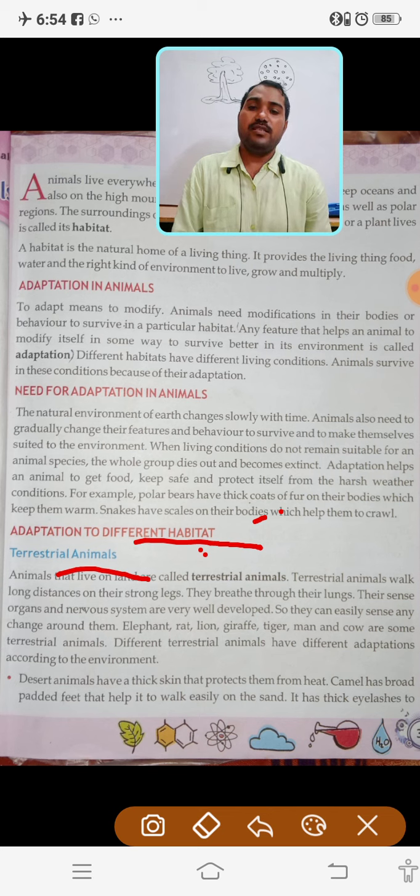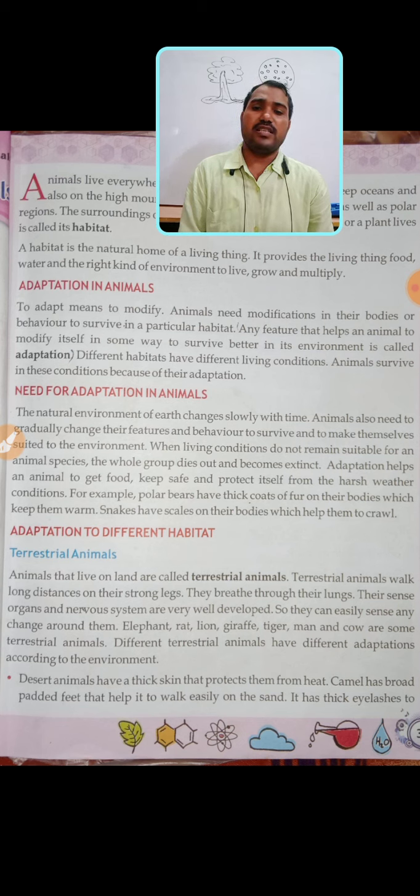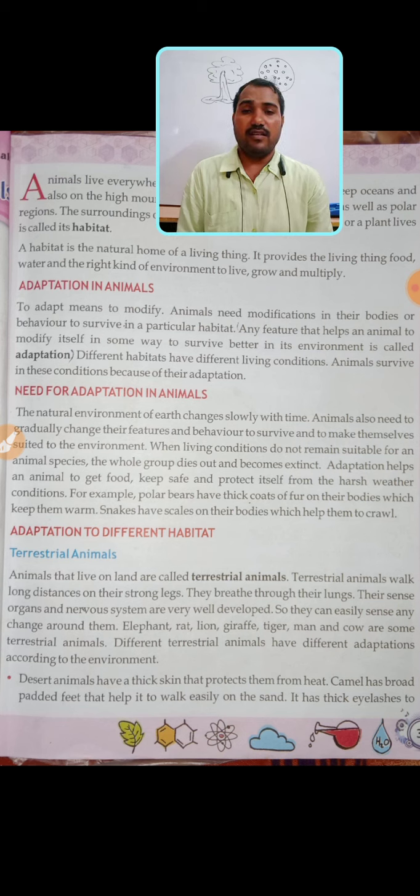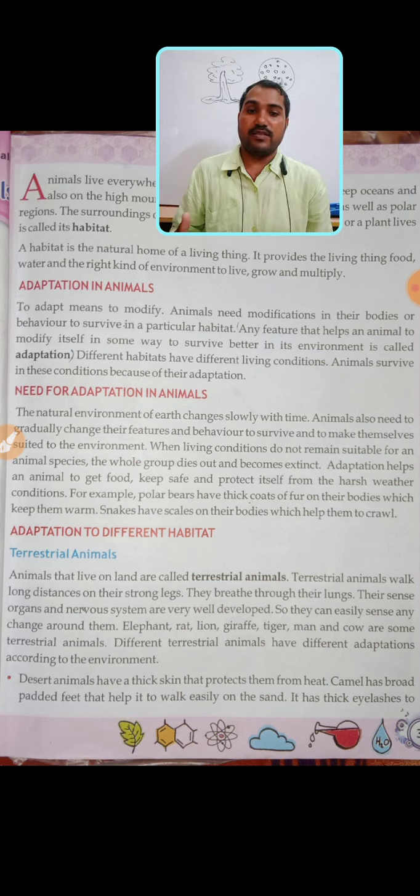First we will discuss terrestrial animals. Dear students, the animals that live on land are called terrestrial animals. Terrestrial animals walk long distances on their strong legs. They breathe through their lungs. Their lungs, sense organs, and nervous system are very well developed. Different terrestrial animals have different adaptations according to their environment.